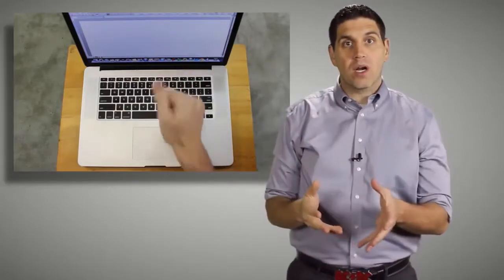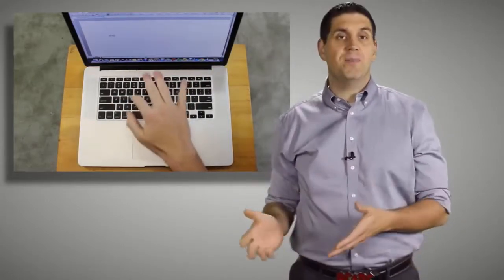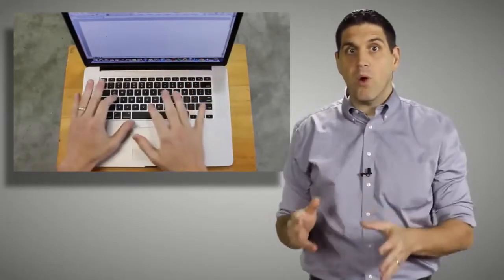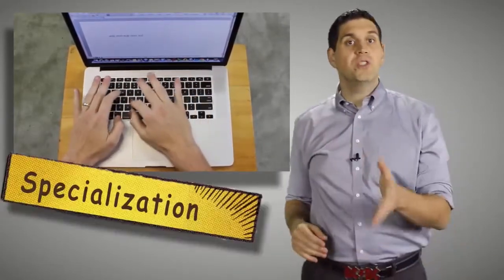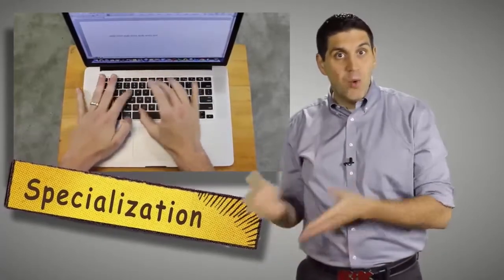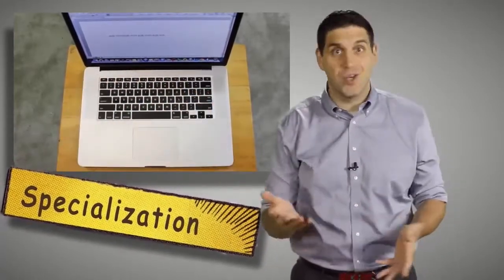When you hire no workers, you get no output. But when you hire one worker, they have to do everything on their own. They can't specialize. 2 workers can split up the work and produce a whole lot more together than any one of them could on their own. This shows the benefits of specialization, right? 2 heads are better than 1. In this case, 2 hands are better than 1.